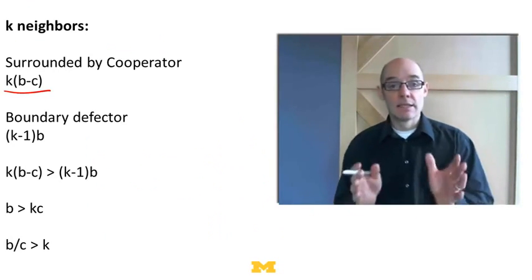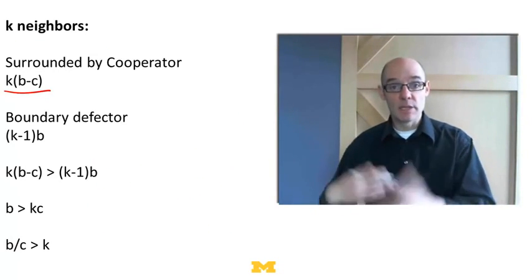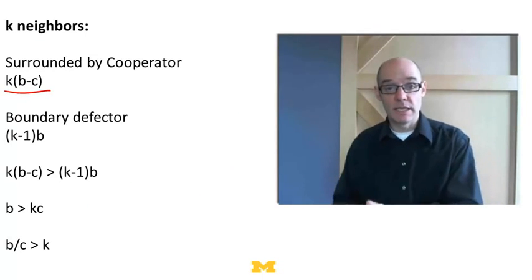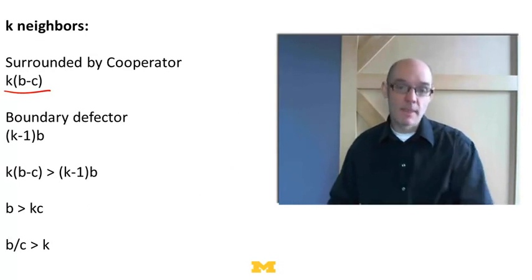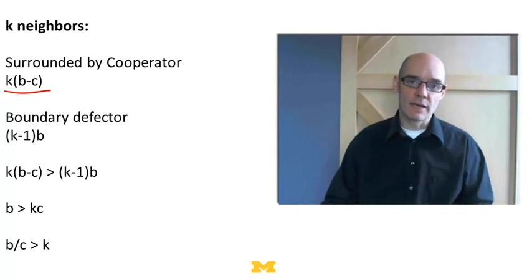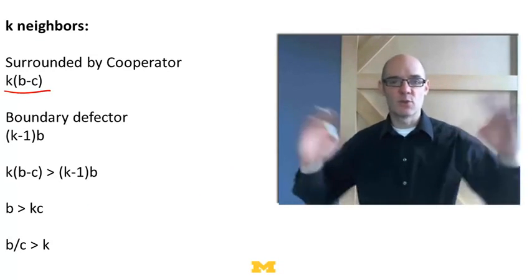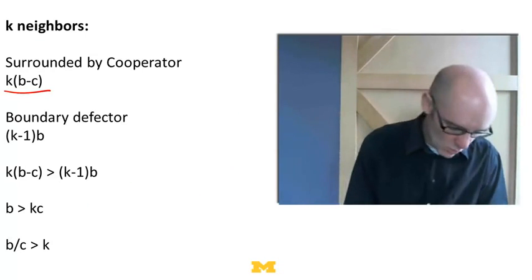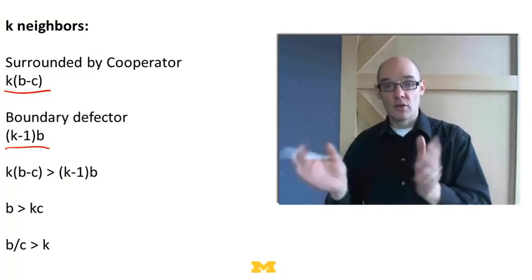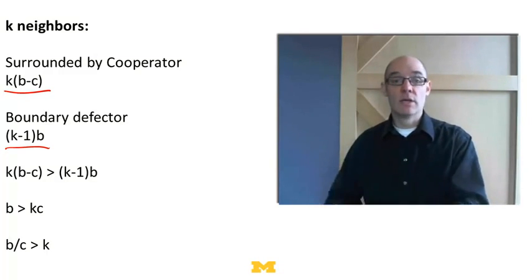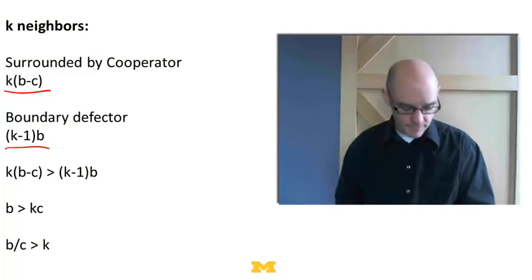It's going to be k times the quantity b minus c. Because everybody cooperates with you, so you're getting k times b, but you're cooperating with everybody else, so you're losing k times c. Let's suppose you're a boundary defector. So you're somebody defecting who's surrounded by cooperators. Well, then your payoff is going to be k minus 1, those are all your other neighbors that are cooperating with you, times b.